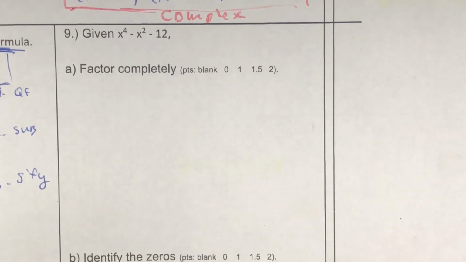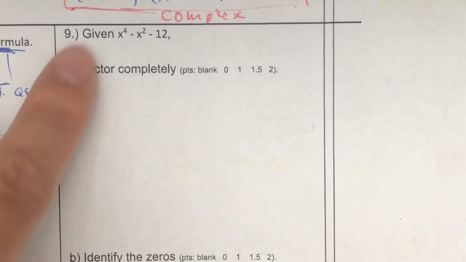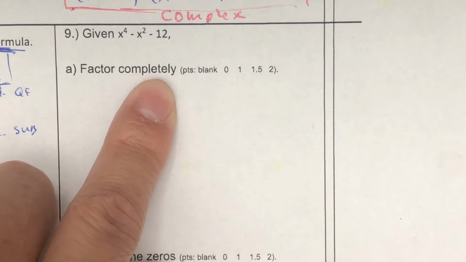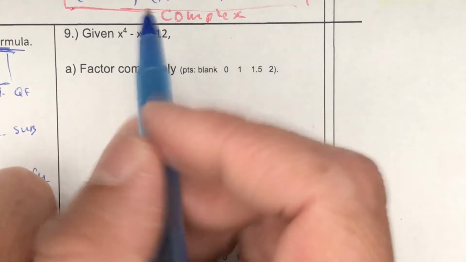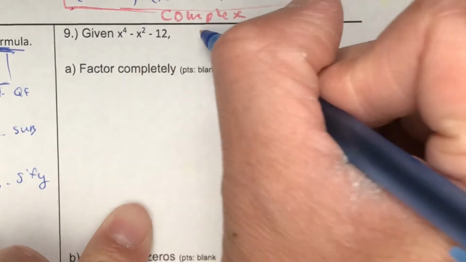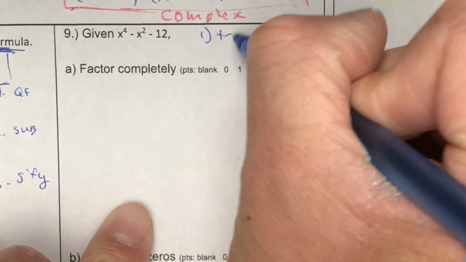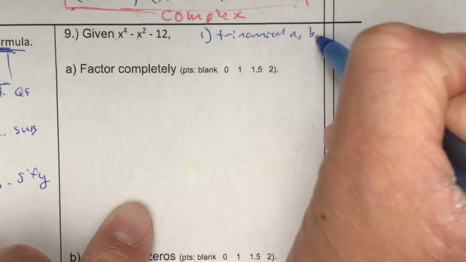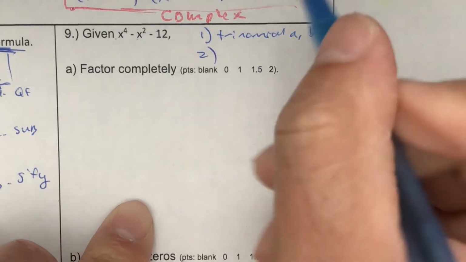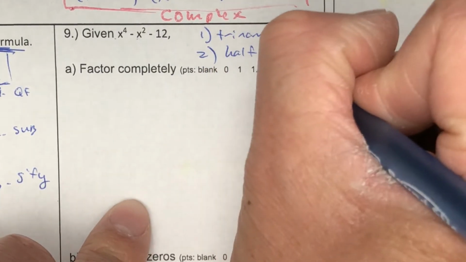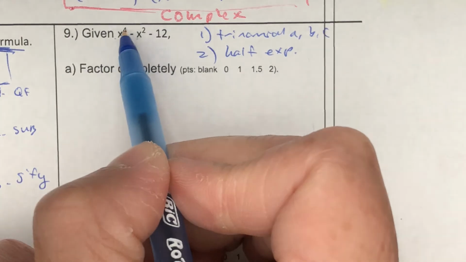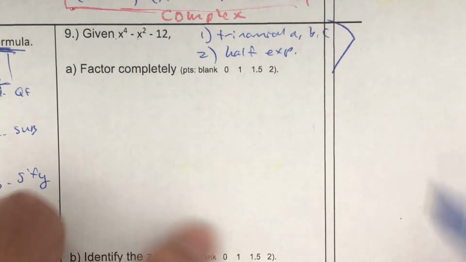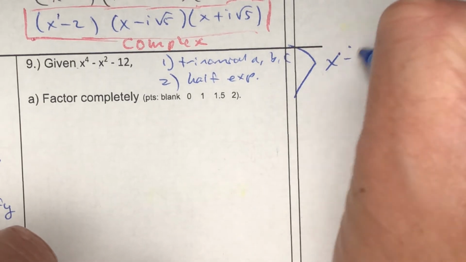Question number 9. Given x to the 4th minus x squared minus 12, factor completely. So I have a trinomial. 1, 2, 3. That's an a, b, and c. And if I can take half the exponent, let's see if we can take half the leading exponent, x to the 4th, half of 4 is 2. This is good when both these conditions work. You can use x box.